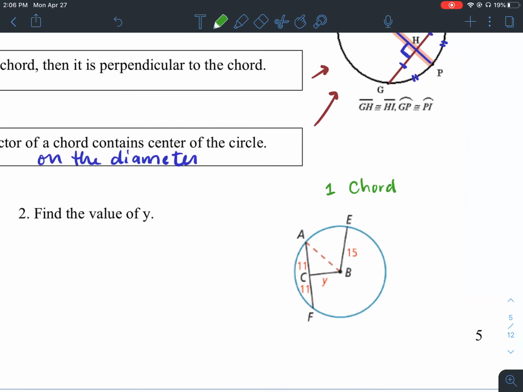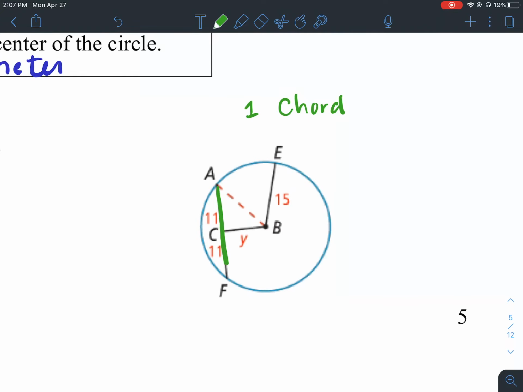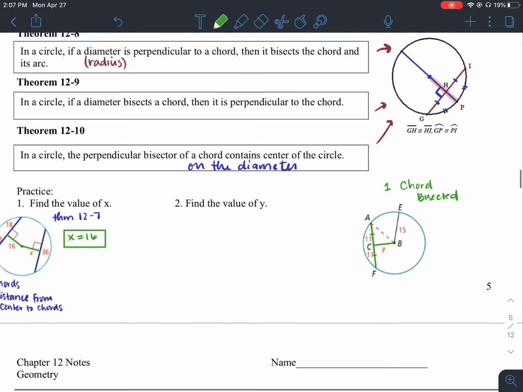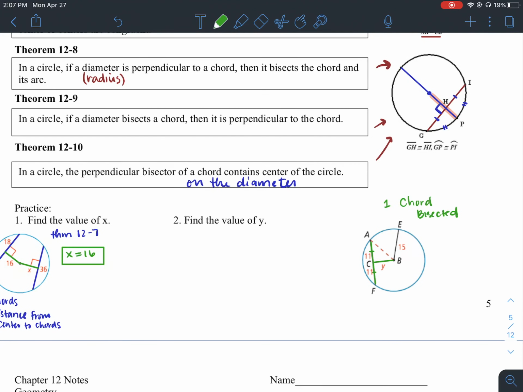8, 9, and 10 are all using that same idea that says, okay, you've got a chord and you've got the segment connecting to the chord. So if I wanted to keep going, I could make this into a radius or a diameter if I kept drawing it. I don't have to. But if I look, I say, okay, my chord got cut into two equal pieces. My chord was bisected. So I'm going to look and say, which of these has to do with chords being bisected? Well, 12-9 has bisects a chord in there. So I'm going to read 12-9. It says, in a circle, if a diameter bisects a chord, then it is perpendicular to the chord.